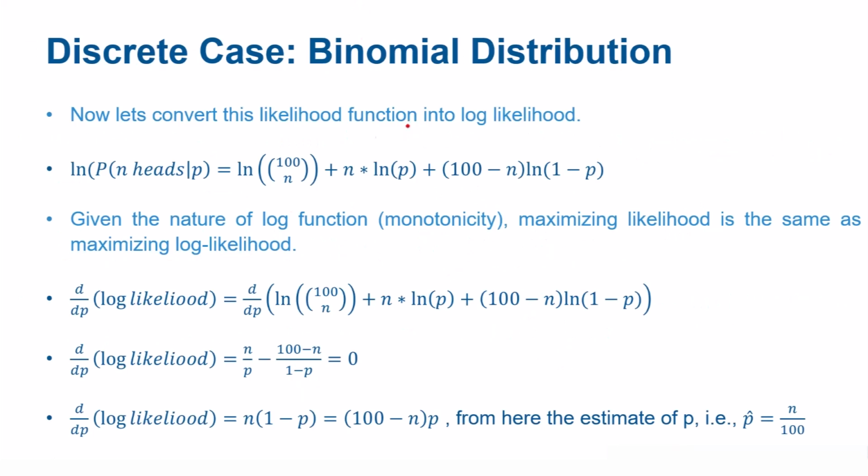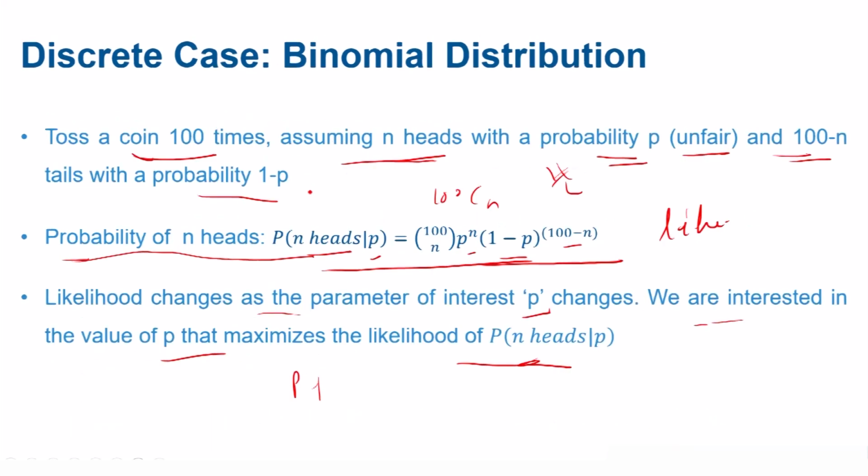So let us convert this likelihood function into log likelihood. Why? Because it simplifies the procedure, and also the nature of the log function is monotonicity, so maximizing the log likelihood is the same as maximizing the likelihood. We'll get the same point. So when we apply the natural log, we'll get this function. Recall what was the original function?